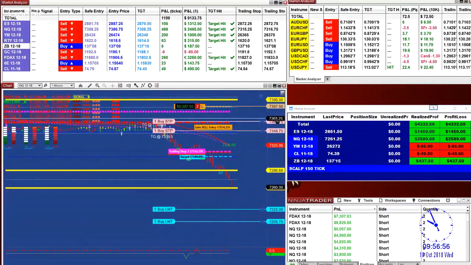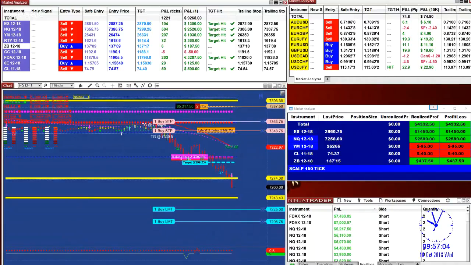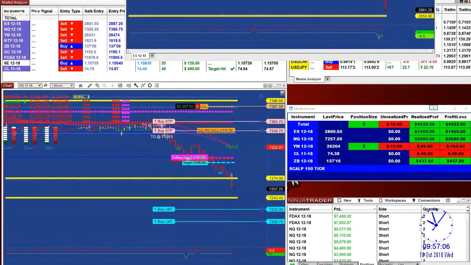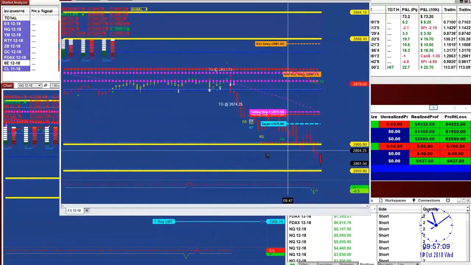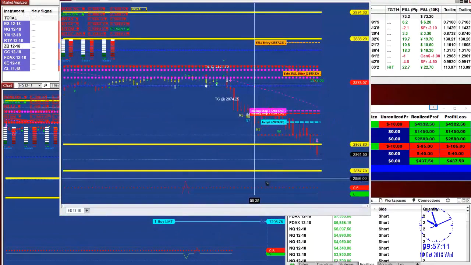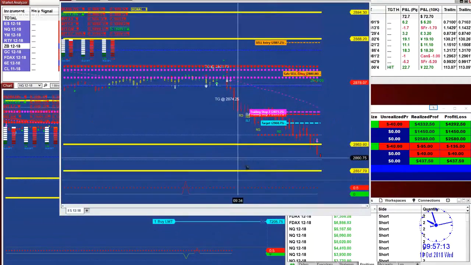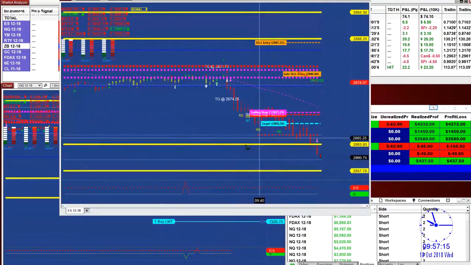On the ES, folks, I cannot call a trade for you. I'll be more than glad to call a trade for you, but if we look, I'm already done with the ES. On the ES trade, these are the 2 yellow lines, and those 2 yellow lines mean there are no more short trades.